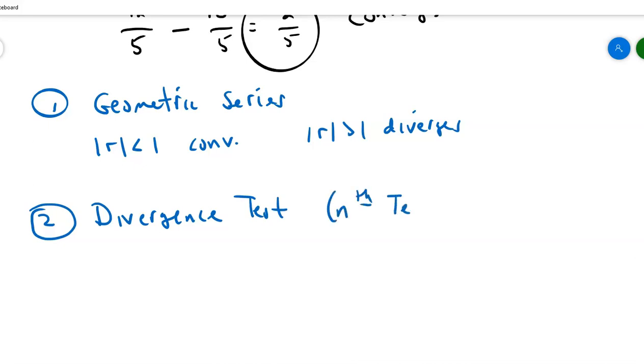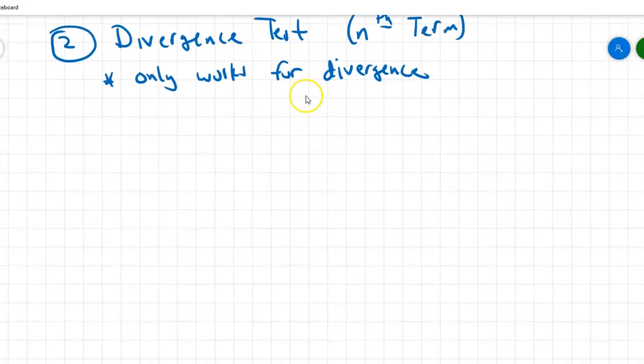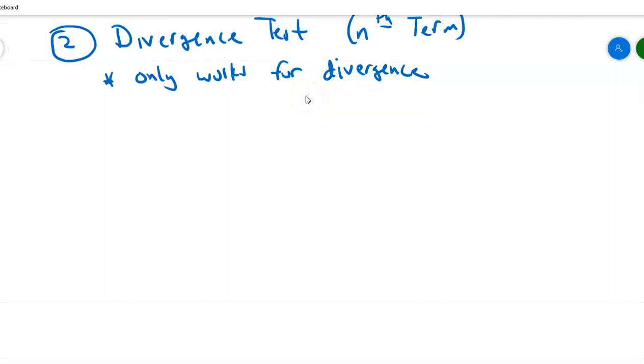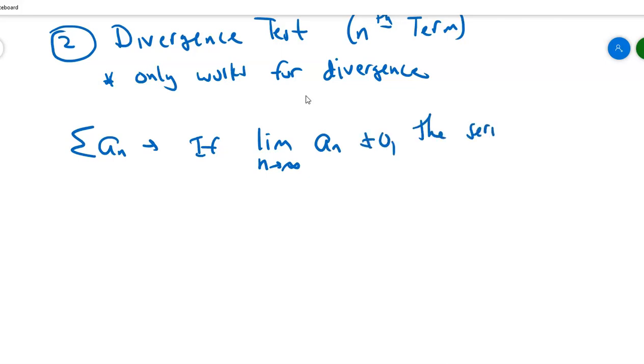Now, here's the deal. The nth term test only works for divergence, right? So only works for divergence. You can use this test to show that a series diverges, but you can't use it to show that a series converges. And the nice thing about the divergence test is it's easy. If you have a series, the sum of all the a sub n's, if the limit of the nth term as n approaches infinity is not 0, the series diverges.